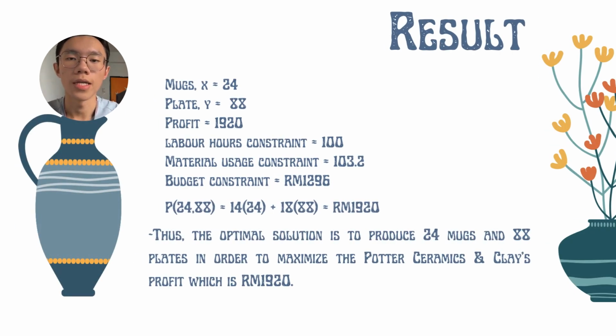For the final result, we get that the labor hour constraint is 100 hours, which fully uses the time daily, and the material usage constraint is at 103.2 kg, a bit less than 120 kg, and the budget constraint at 1296 ringgit is also a bit less than 1300 ringgit. Thus, the optimal solution is to produce 24 mugs and 88 plates in order to maximize the Potter Ceramics and Clay's profit, which is 1920 ringgit.